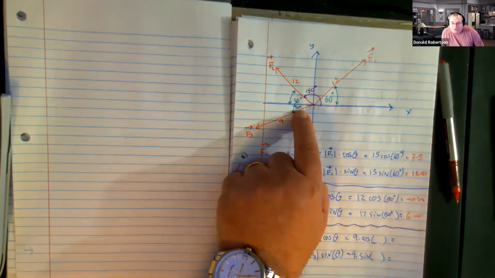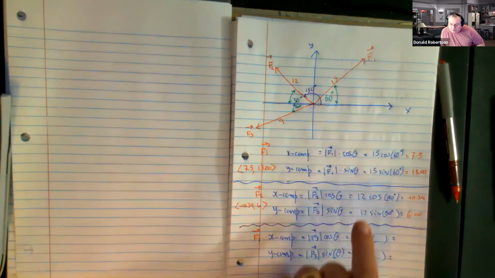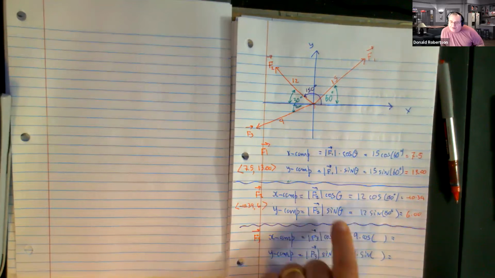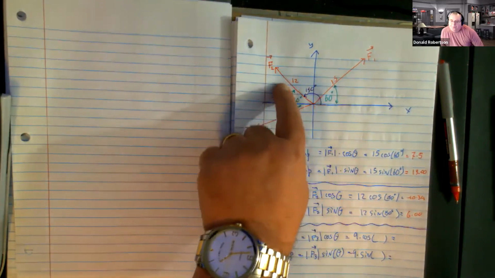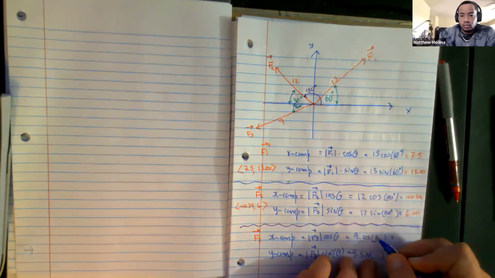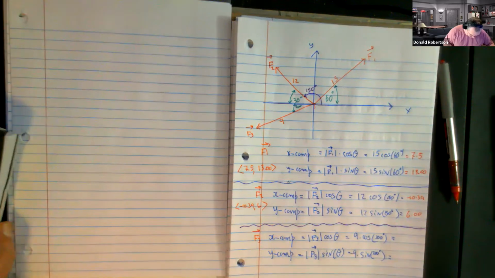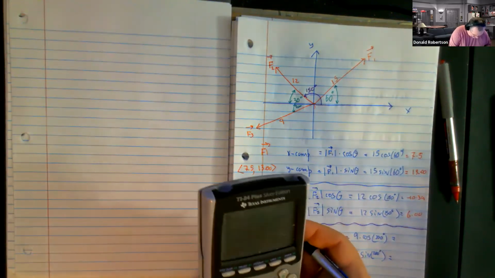I'm not going to use 20 degrees. The angle theta is always measured from the positive x-axis, so I have to go all this way. So what angle will I be using in my calculation for this last one? 200 degrees. Right? 180 plus 20 more. And then it's hit the buttons on your calculator.